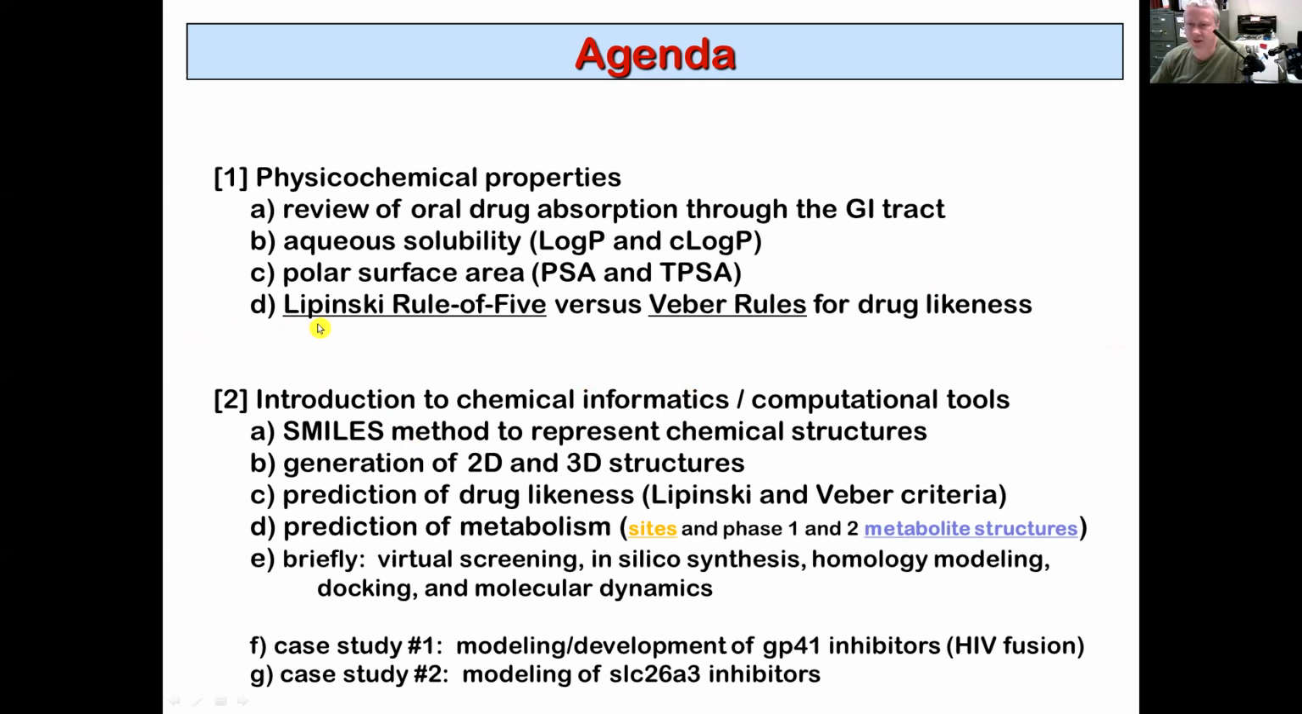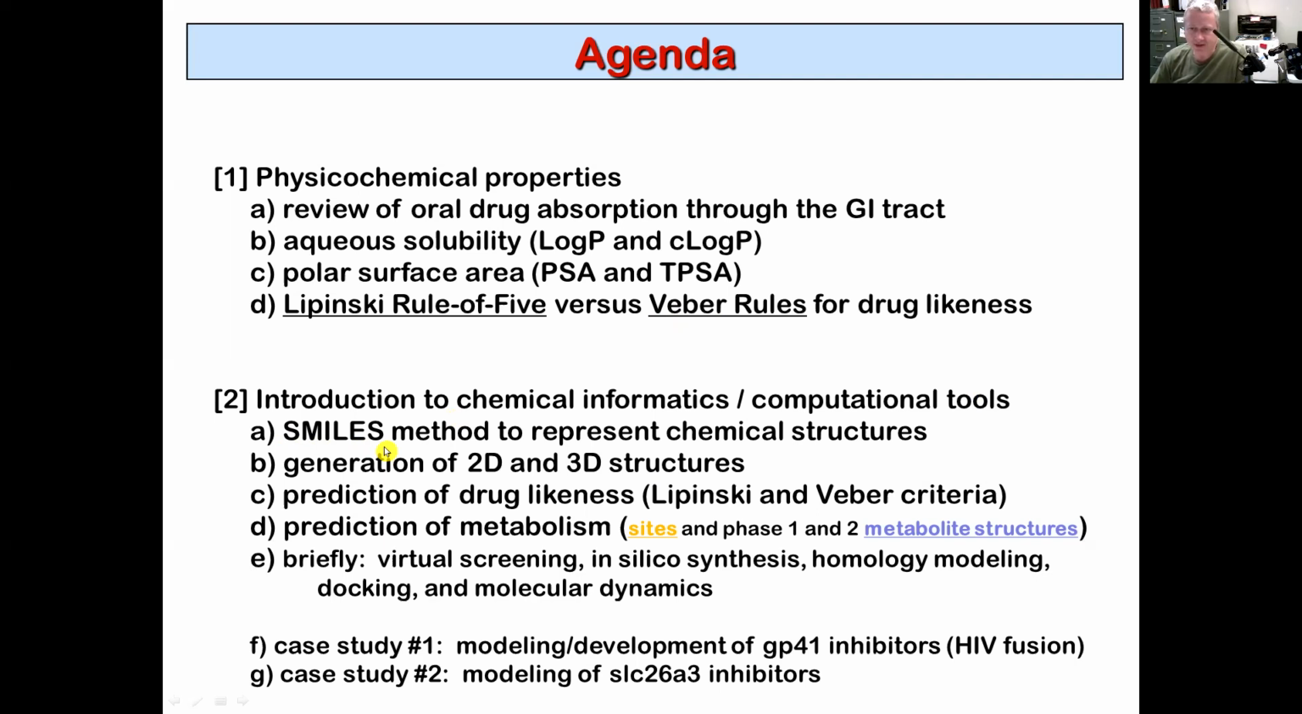Anyway, there's two types of this. There's the Lipinski method, the Lipinski Rule of 5. That's pretty standard. There's also something called the Weber rules, and we can pretty easily use them, and we will. It'll be fun. Then we'll get into chemical informatics and computational tools. We'll talk about something called SMILES. Has anybody heard of SMILES before? Aside from when you're walking down the street smiling? SMILES. Has anybody ever heard of that?